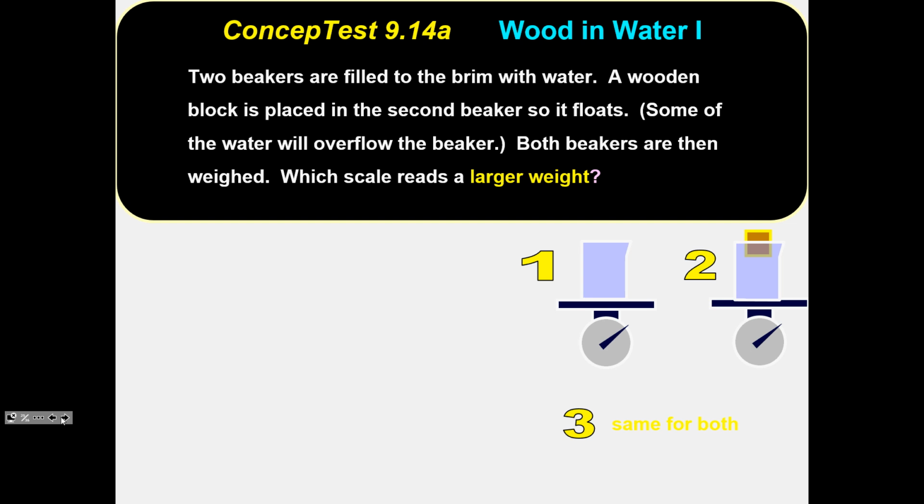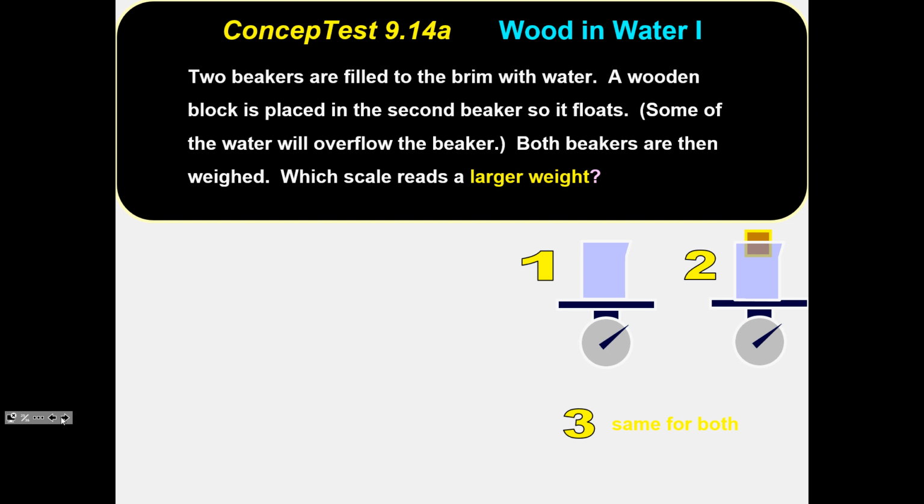Okay, we'll look at this. There are different questions that look at the same idea. So here I have 2 scales. One of them has a beaker that's completely full of water, and then the other has a wooden block placed into the beaker. Some of the water, by the way, will run over. You put this wooden block into the beaker, and some of that water will overflow from the beaker.